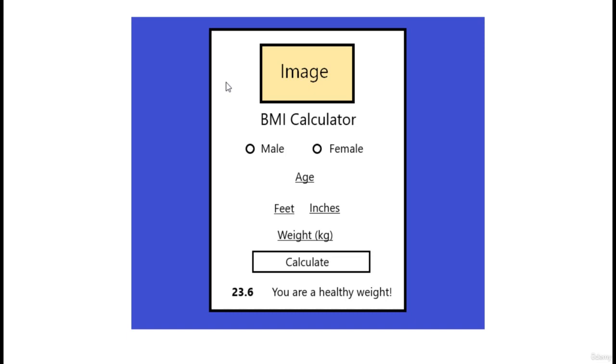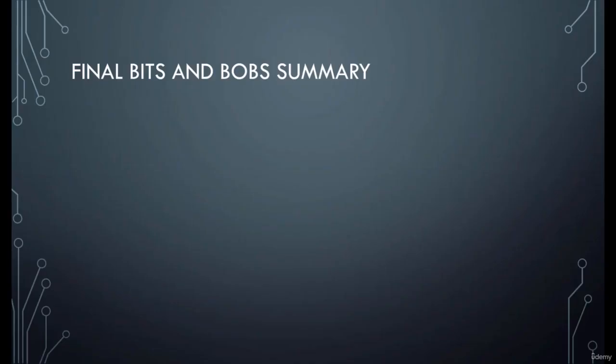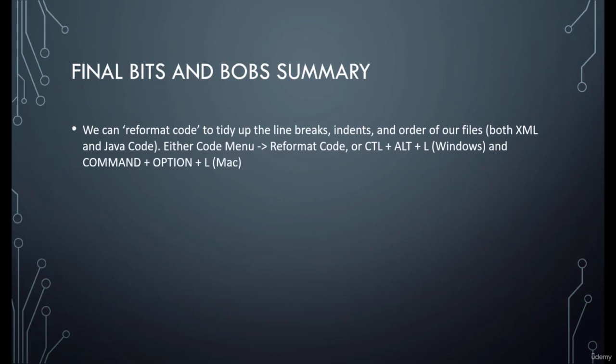Okay, it doesn't really matter how you refer to them or think of them, whatever makes sense to you. So before we get started building this layout in code, I just want to summarize the few final bits and bobs that we covered there. So first of all, the code reformat to save time tidying up all the line breaks and indents in the files. And this is for XML and for Java code, which we'll do shortly. There's a reformat code tool. You can get to it from the code menu, or you can do Control-Alt-L for Windows or Command-Option-L for Mac. I will be using this frequently. I recommend you use this frequently. It saves a lot of time.